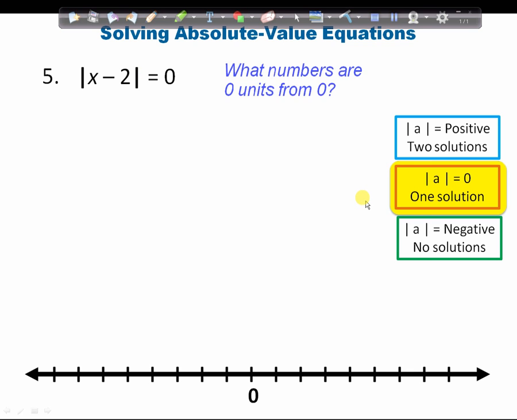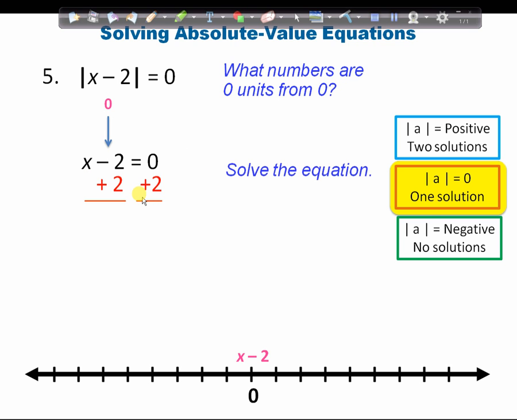So I only have to set up one equation from here, because what numbers are 0 units from 0? So I'm going to say x minus 2 equals 0. Where we split the other one into 2, here we can't really do that because there isn't any such thing as a positive 0 and a negative 0. 0 is just 0, which is the reason that we only have to set this up once. So x minus 2 equals 0, so we're going to add the 2 to both sides, and x equals 2. That is our one solution.